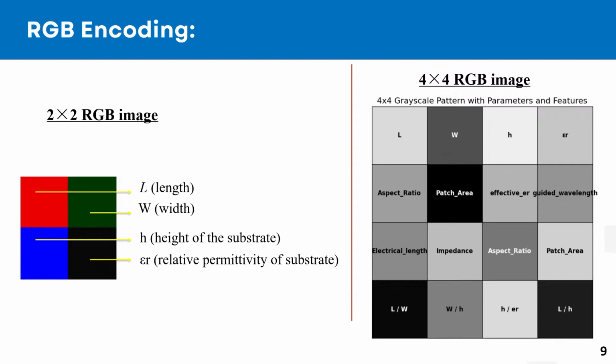And for the RGB image, we used the four basic parameters which are L, W, H and epsilon R, and we also derived some more parameters like aspect ratio, patch area, effective dielectric constant and so on. Like this we have created a 4 by 4 image and a 2 by 2 image. Now we are going to develop two models, one for the 2 by 2 image and one for the 4 by 4 image. So let's get started.